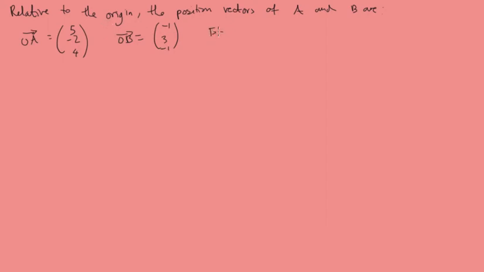I want to find the angle OBA. So here's our origin, and we want to find the angle at B, so this is going to be BA. And this line here is OA. So this is the origin. So we know the vector OB, we know OA, but we don't know AB.